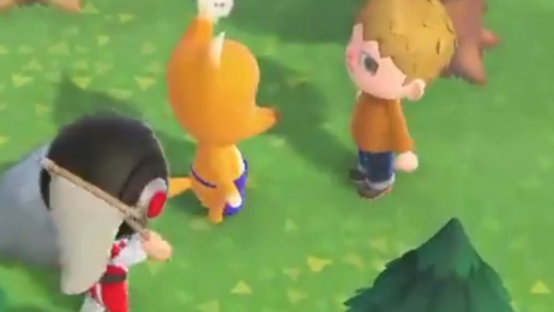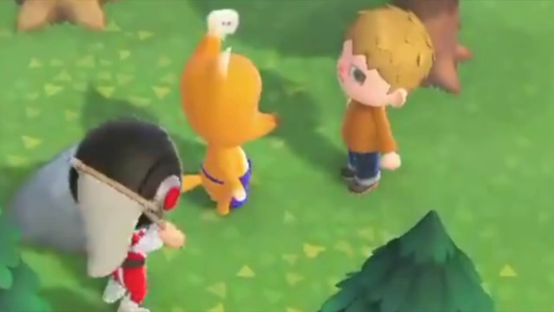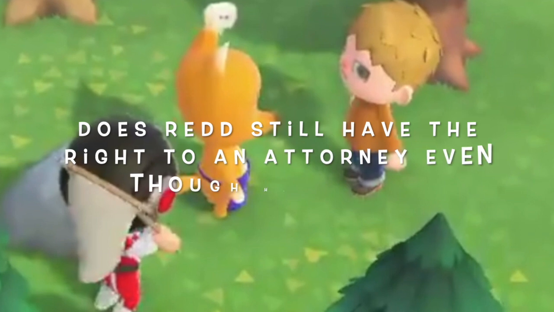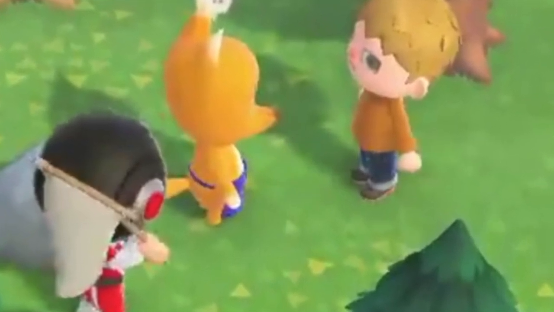Okay, so Ranger didn't attack him, but one thing is still kind of confusing we gotta clear up. Red had to give all his money back and he's kind of broke at the moment. The real question is, does Red still get the right to an attorney even if he's broke? Well, we gotta look into the real Supreme Court to round this out. And we're gonna look at the case of Clarence Gideon.